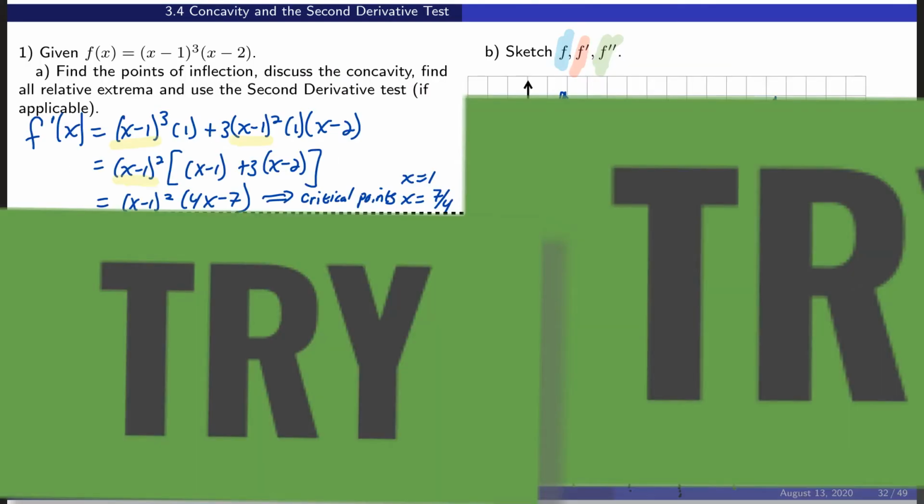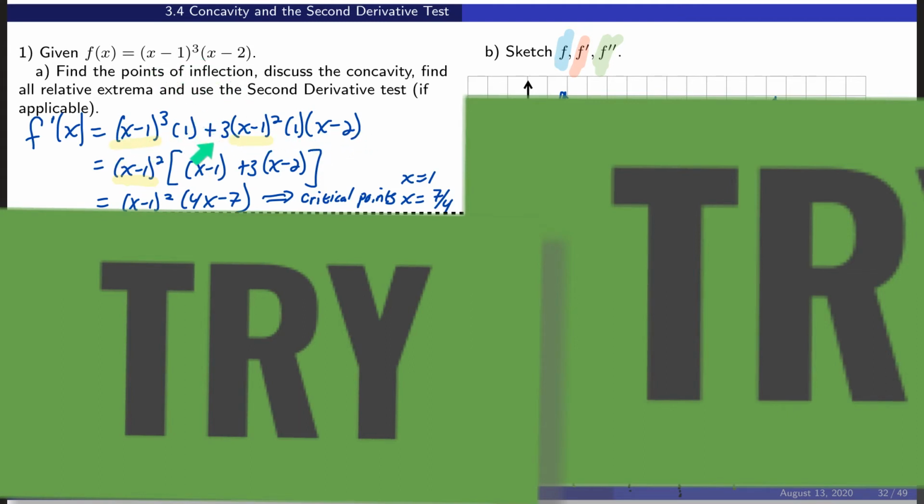Okay, your job in this one is to take this function, find the points of inflection, discuss concavity, find relative extrema, and use the second derivative test if applicable, and then make sketches of the function, the first derivative, and the second derivative. So I gave you a bit of a head start. The first derivative using the product rule is this.